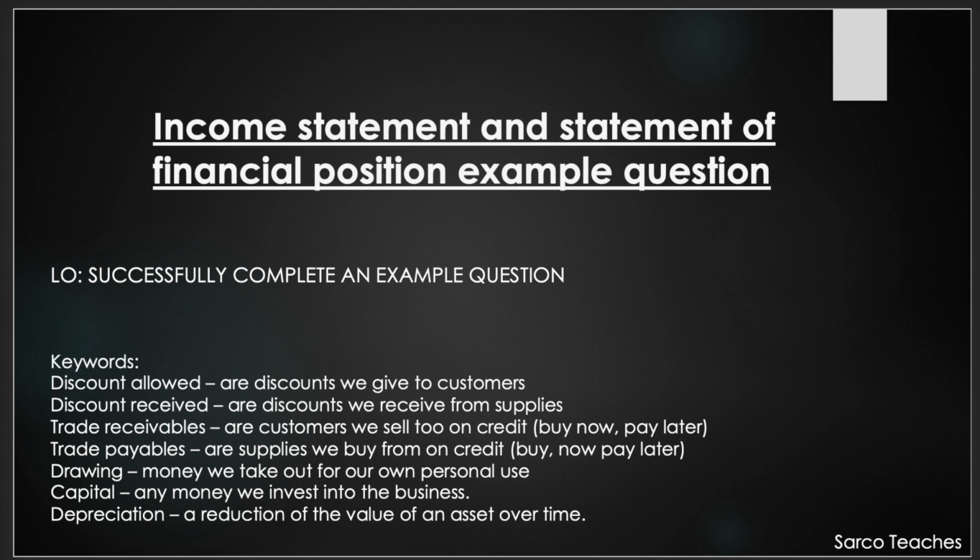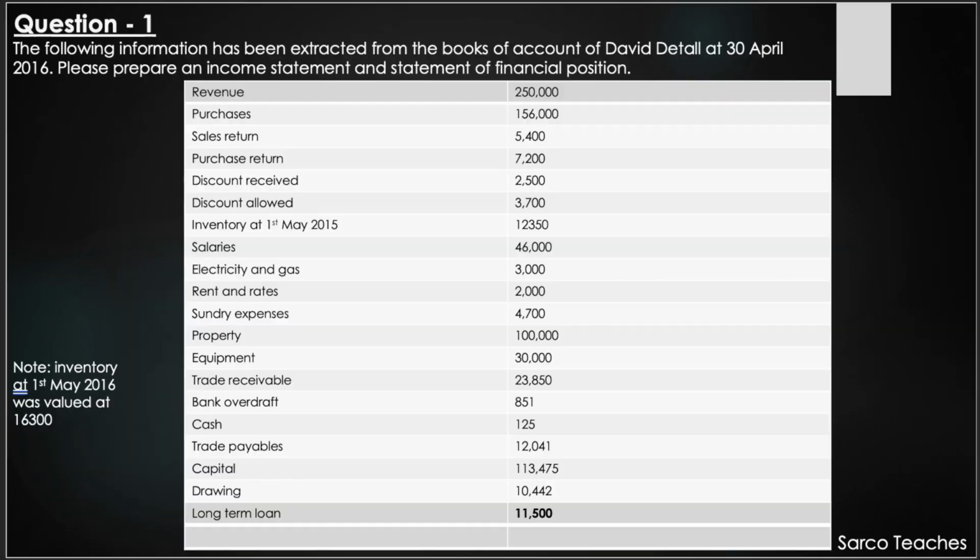Trade receivables are customers we sell to on credit. Buy now, pay later. Trade payables are suppliers we buy from on credit. Buy now, pay later. Drawings, money we take out of the business for personal use. Capital, any money we invest into the business. Depreciation, a reduction of the value of an asset over time.